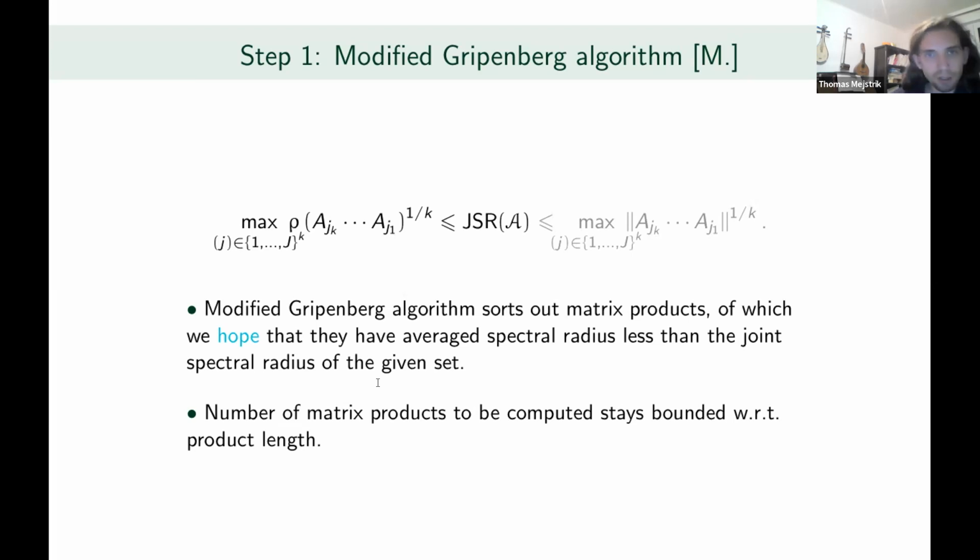And for that, we modified the algorithm by Gripenberg, which is actually used to compute lower and upper bounds. I modified it in a way that it computes good lower bounds. It's actually just a heuristic, but it works quite well, and it keeps the number of matrix products bounded. So we can have a look at really long matrix products.